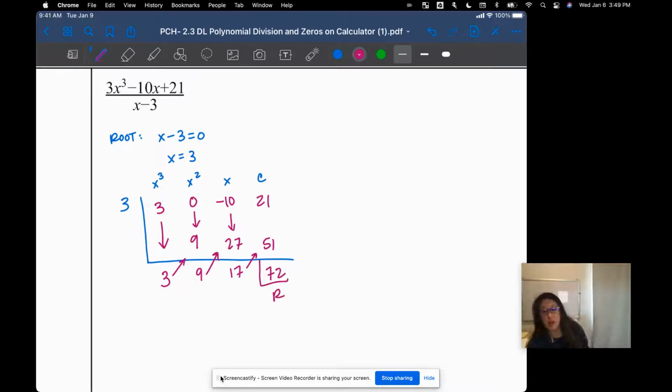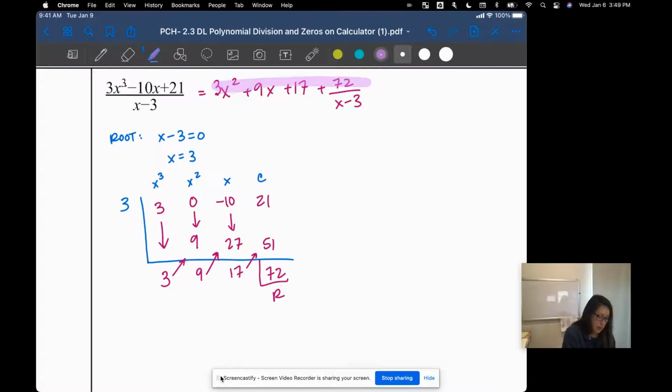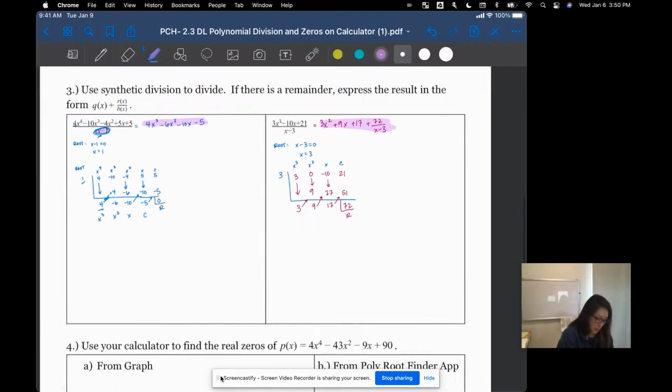Since the remainder isn't 0, then I know that x minus 3 does not go in evenly into the polynomial, so 3 is not an x-intercept. Okay, so I end up with, remember you reduce the power, so x cubed becomes x squared. So I end up with 3x squared plus 9x plus 17 plus 72 over what you divided by, which was x minus 3.